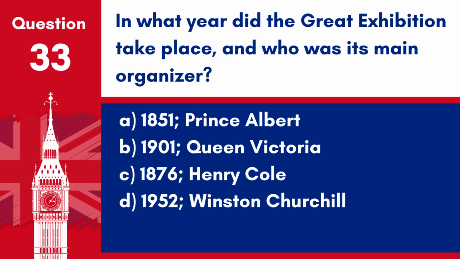Question 33. In what year did the Great Exhibition take place, and who was its main organizer? A. 1851, Prince Albert. B. 1901, Queen Victoria. C. 1876, Henry Cole. D. 1952, Winston Churchill.